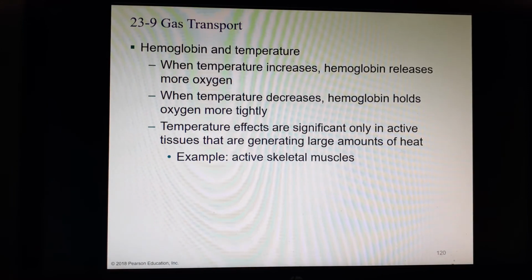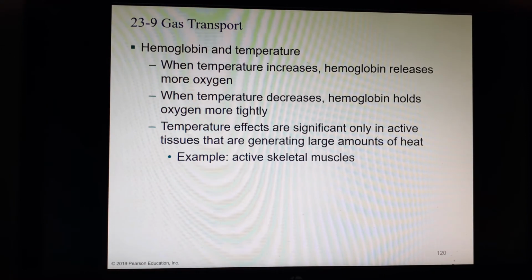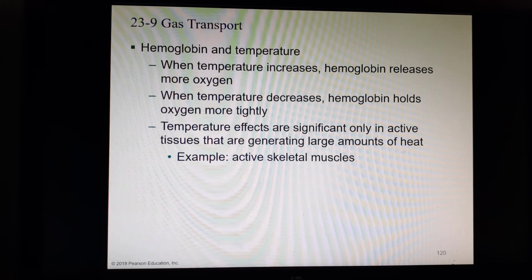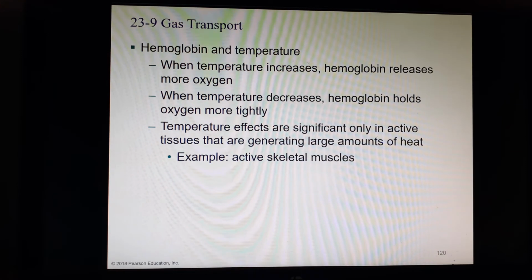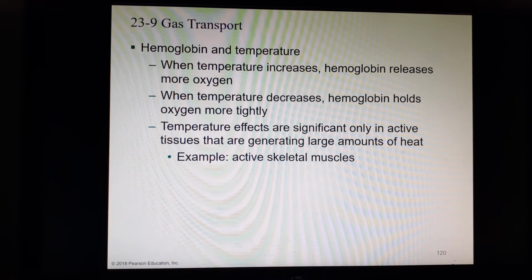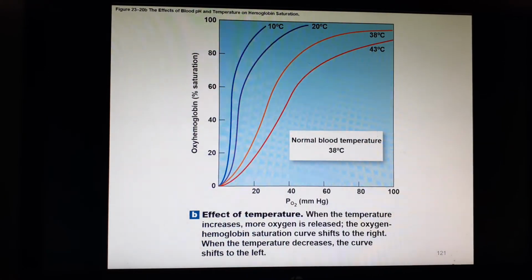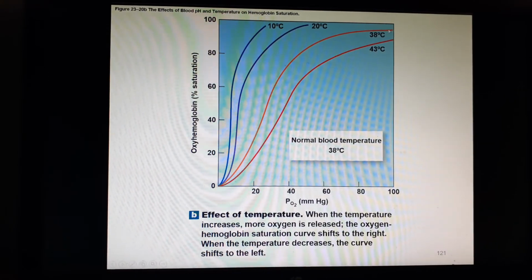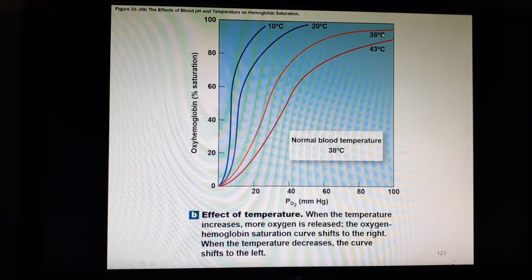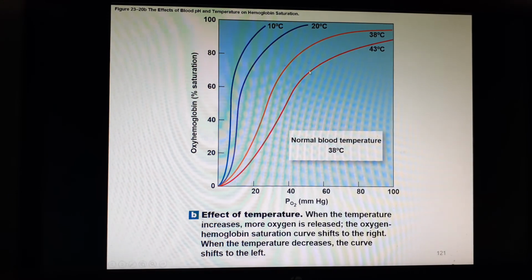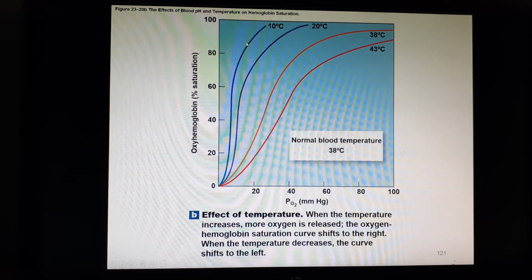Same thing with temperature. Temperature increases, we let go of oxygen more easily. When temperature decreases, we hold on to oxygen more tightly. Temperature effects are significant only in active tissues that are making a large amount of heat, like your skeletal muscles. Okay, so here's our normal temperature, 38 degrees Celsius. At 43 degrees, we shift the curve to the right. At 10 degrees, we shift the curve far to the left.